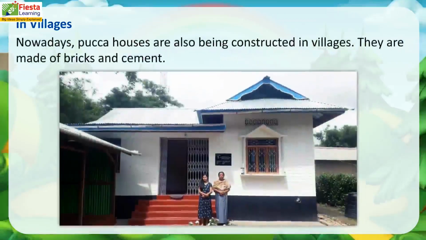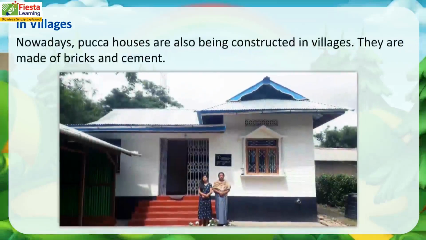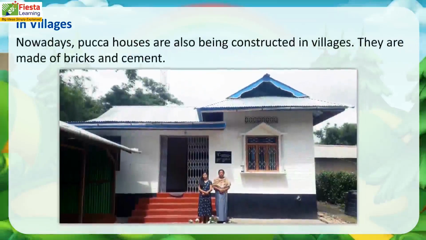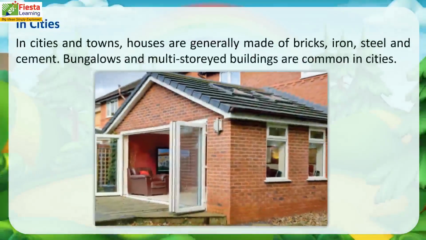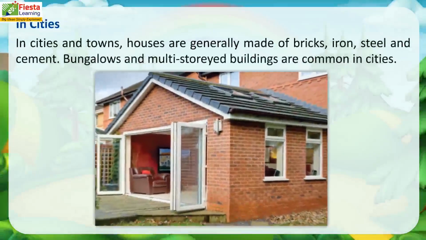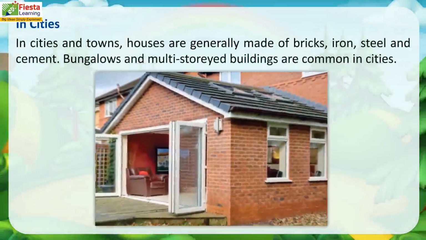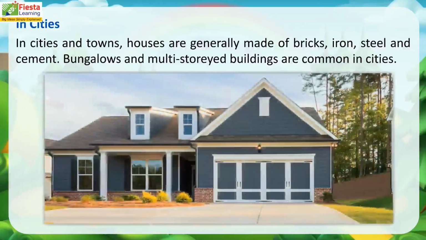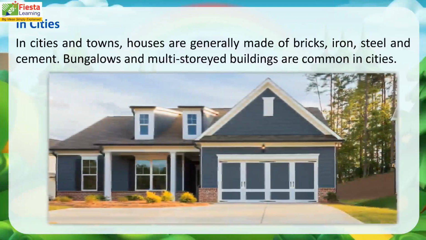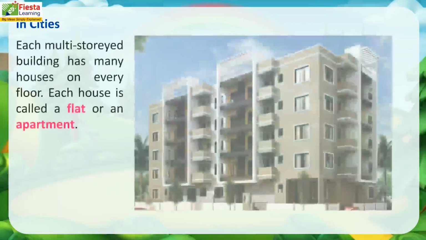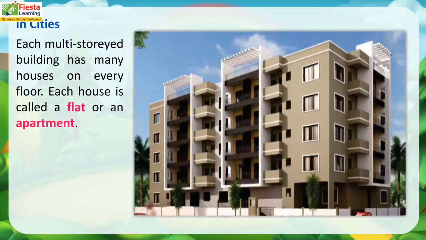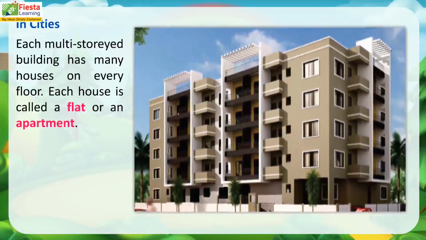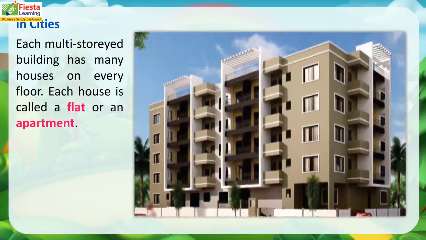Nowadays, pakka houses are also being constructed in villages. They are made of bricks and cement. In cities and towns, houses are generally made of bricks, iron, steel, and cement. Bungalows and multi-storied buildings are common in cities. Each multi-storied building has many houses on every floor. Each house is called a flat or an apartment.